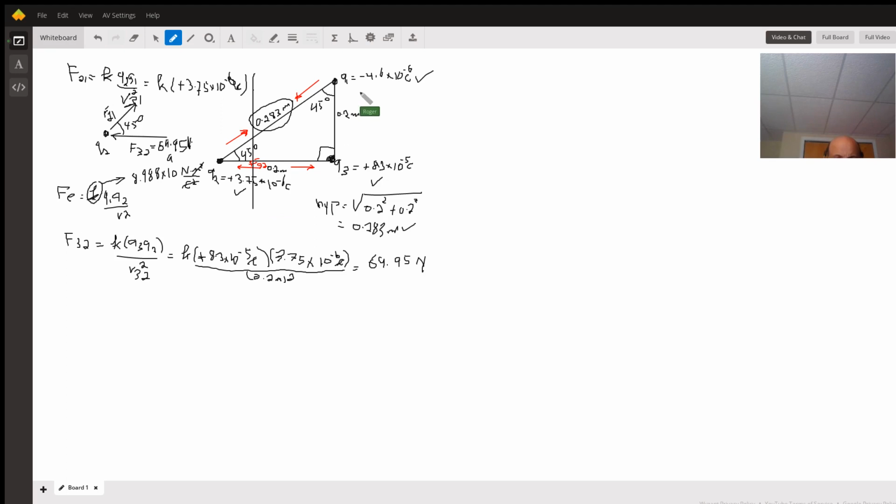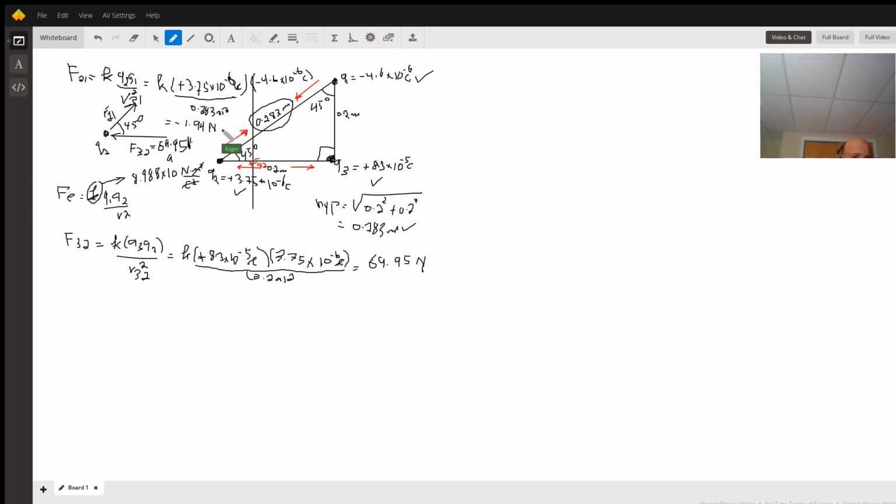And what is Q1? Q1 is a negative charge, so I have to put its value in as negative, minus 4.6 times 10 to the minus 6 coulomb. And that's divided by this distance, which is 0.283 meters squared. Same thing, we've already talked about how the units cancel each other. If you compute this, you're going to get minus 1.94 Newton.